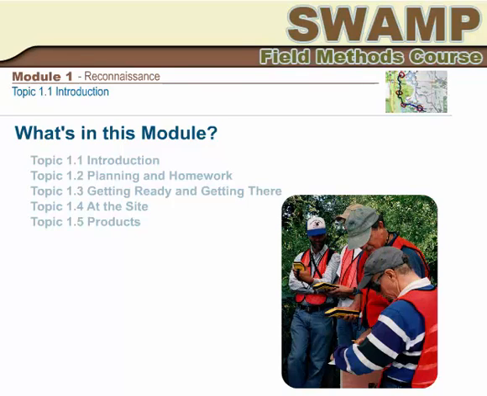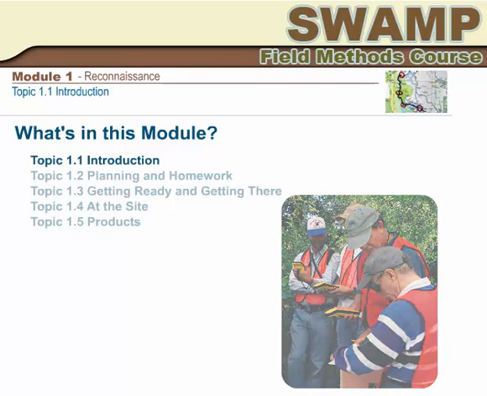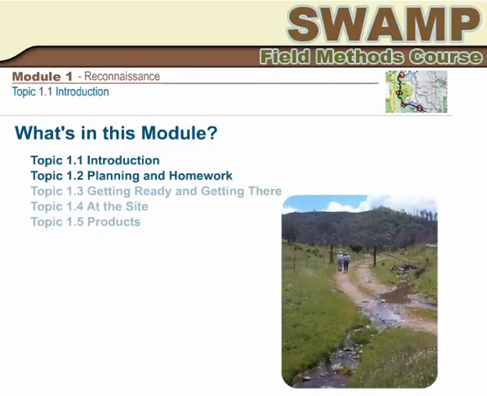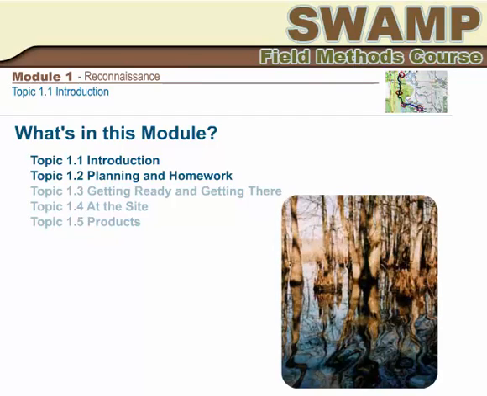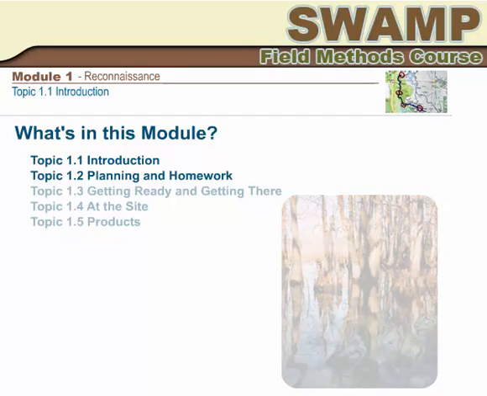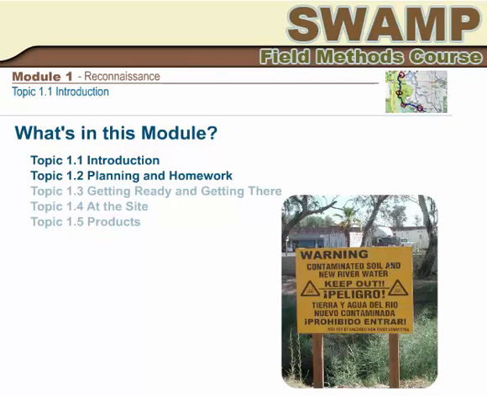This module contains 5 topics, including this introduction. Topic 1.2, Planning and Homework, briefly mentions the preparations you need to make in the office and the considerations involved, including land use and land ownership, access permits, access points based on maps and aerial photos, information from local folks on history, and concerns regarding creek access, and so on.